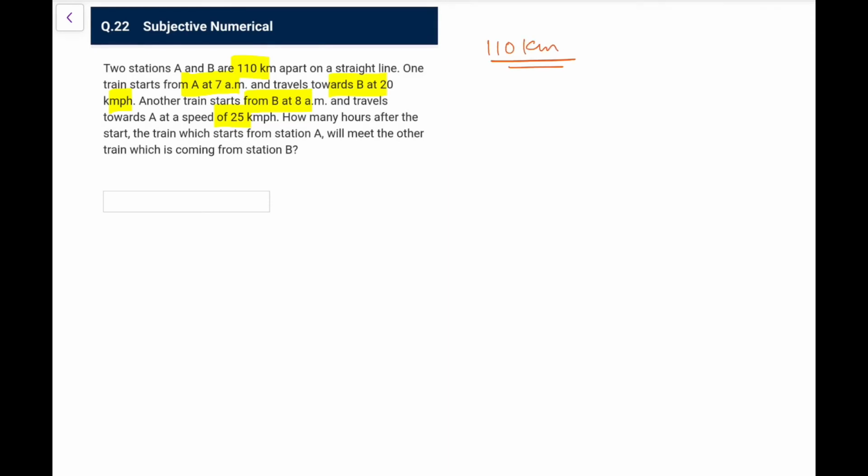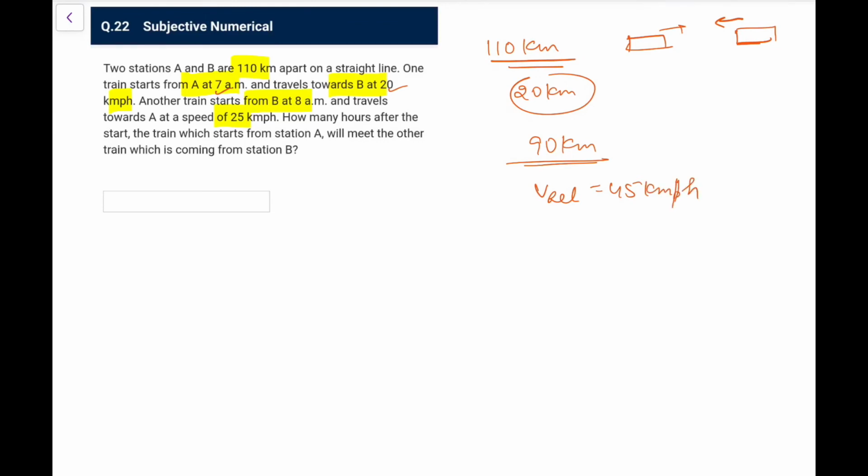Now from 7 to 8 a.m., this train is moving, so 20 kilometers is reduced. So now the left distance is 90 kilometers. They are 90 kilometers apart and moving towards each other. So the relative speed would be added, that would be 45 kmph, and the distance they have to cover is 90 kilometers, so the time would be 2 hours.